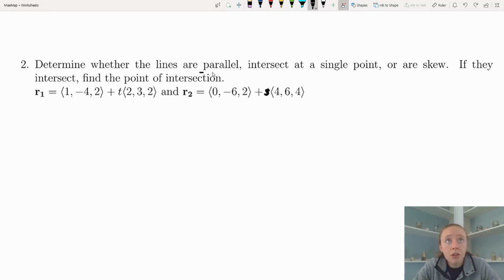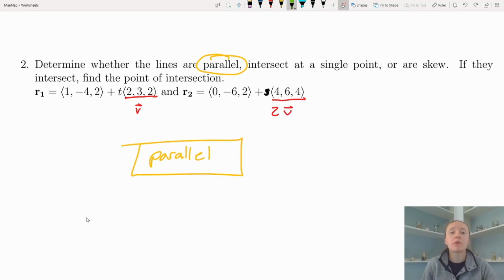So remember, if they're parallel, that direction vector, so our vector v, is going to be a scalar multiple. And if we look at this, v in this case is 2, 3, 2, whereas v in this next case is 4, 6, 4. All I have to do is multiply this vector v by 2 to get 4, 6, 4. So these are indeed parallel. And with that, we wrap up our lines in space examples and practice worksheet.